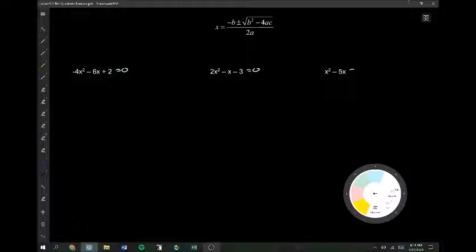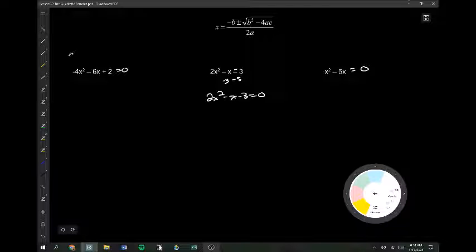So let's do this. I'm going to change one of these real quick. Let's make this one equal to 3. The quadratic formula only works if you're equal to 0. So if you aren't equal to 0, make yourself equal to 0. Like on this problem here, which I made equal to 3, we would start by subtracting a 3 from both sides and get 2x squared minus x minus 3 equals 0. So if you get an equation not equal to 0, make it equal 0 and then solve.